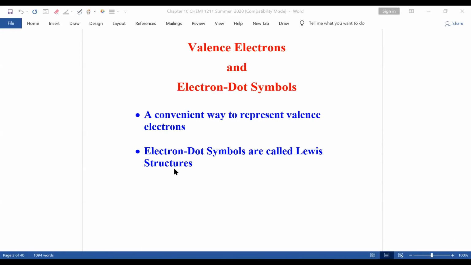Now, your book and a lot of books call them electron dot symbols. No, they really should be called Lewis structures in honor of Dr. Lewis, who invented them. And most chemists like to honor people who have done great things by attaching their name to it. Well, on a test, I will use the term Lewis structure.